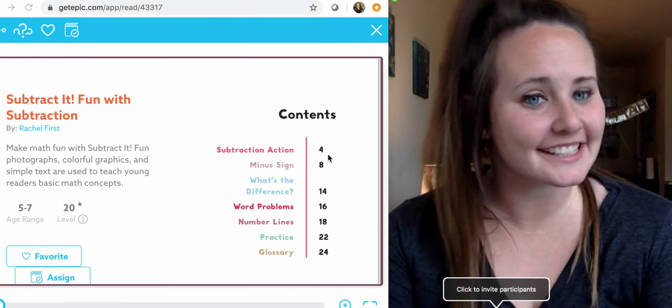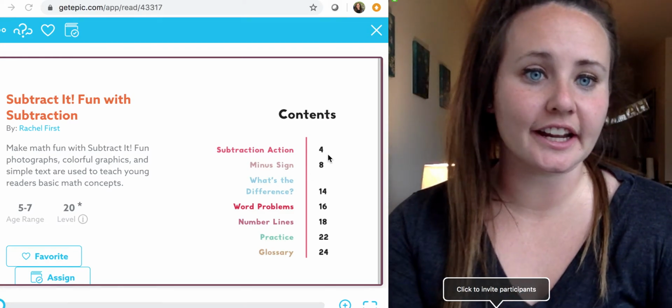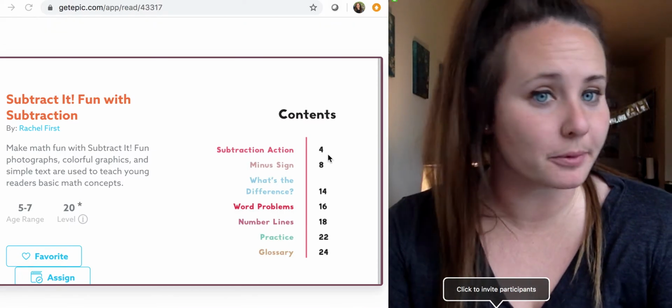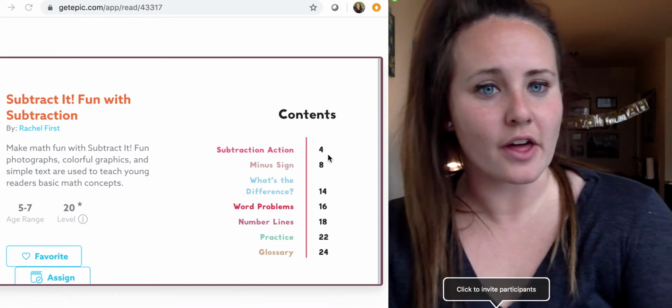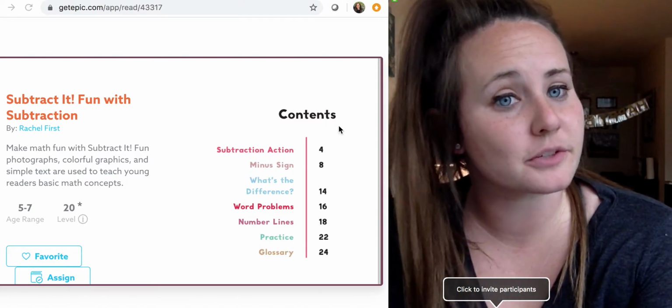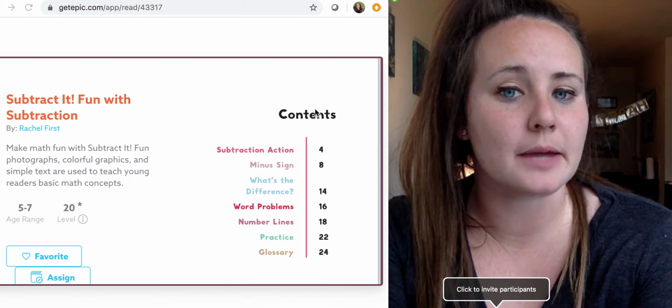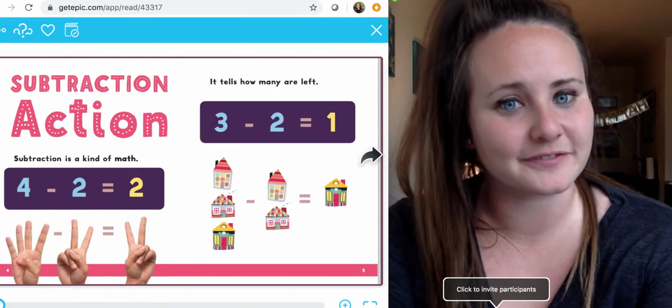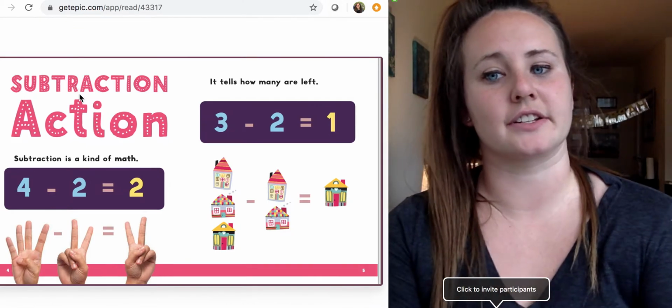First grade friends. Today we're going to be reading a nonfiction story about subtraction, which is something that I would love for all of us to be practicing at home. And we know that this book, Subtract It, Fun with Subtraction, is a nonfiction book because we see our table of contents right at the beginning. Let's get started. Subtraction action.